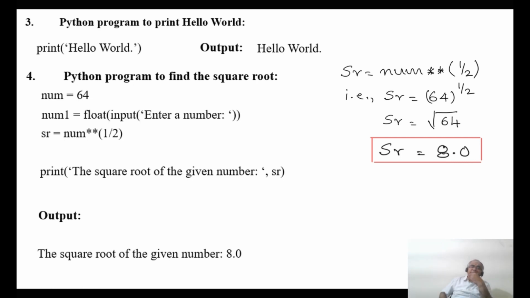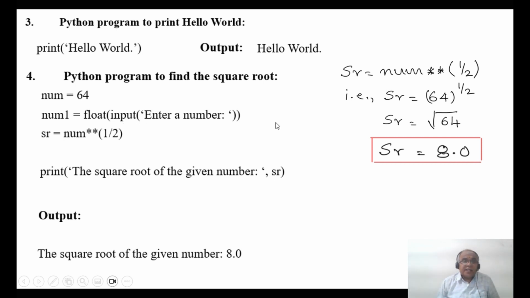Suppose instead of giving the number directly, I want to give the input through the keyboard. That means the number is entered by the user. I am the user, so I have to give an input. I have to give the input in the form of float. Why? Because a square root can have a decimal point. It can be with a decimal point or without one. So in such a case, I will always go for the float function.